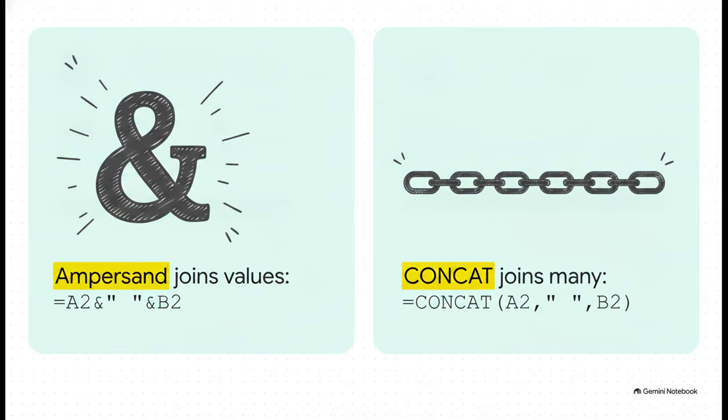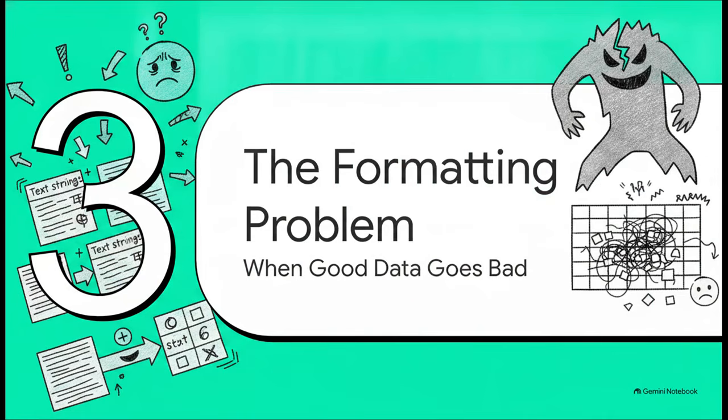The ampersand is usually way faster and easier to type out for short, quick formulas, but concat can be incredibly convenient when you're trying to join a really large sequence of different values all at once. All right, brace yourselves for section 3, the formatting problem. This is where good data goes bad, and it really introduces the main villain of our explainer.